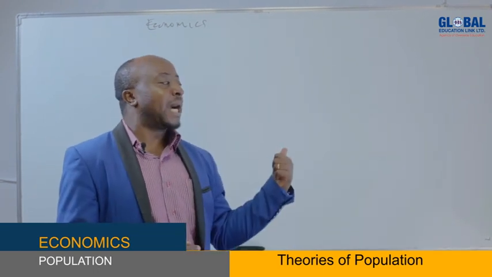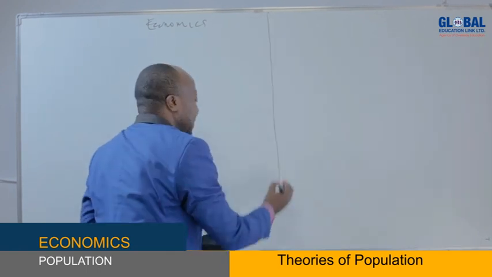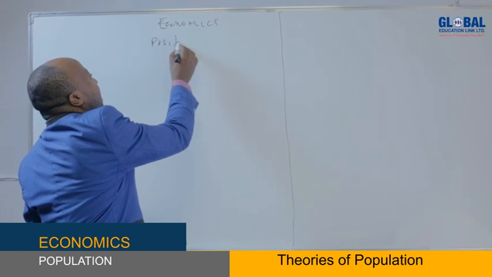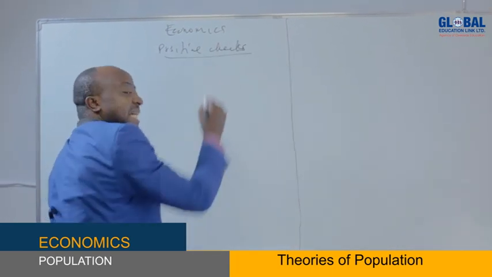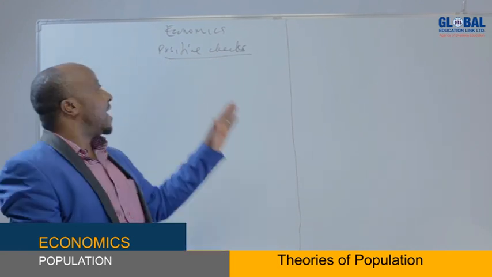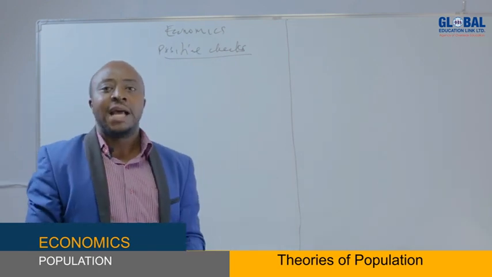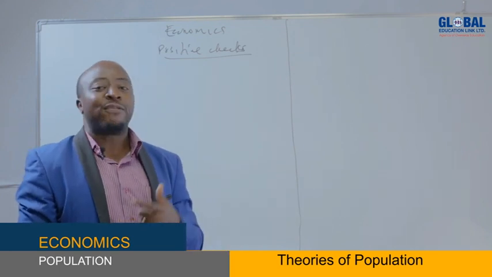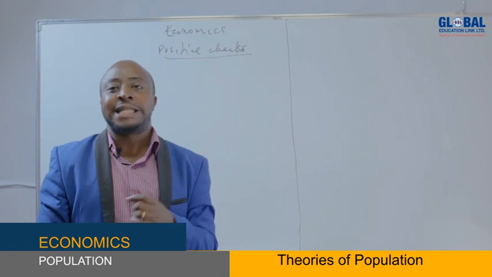Now we have to go back. What are the positive checks? Because the question is asking to explain how positive checks have been used to control population in Tanzania. Remember I said positive checks are those natural measures of controlling population. They occur naturally without the influence of human beings. Now for that case, we can check from those we discussed if they have happened in Tanzania.